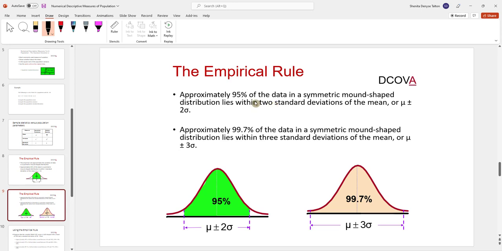You should expect 95% of your data to fall within 2 standard deviations. So if you go 2 standard deviations above and below the mean, you should expect 95% of your data values to fall between those two values. And then for 3 standard deviations of the mean, you should expect 99.7% of your data values to fall within those two values.